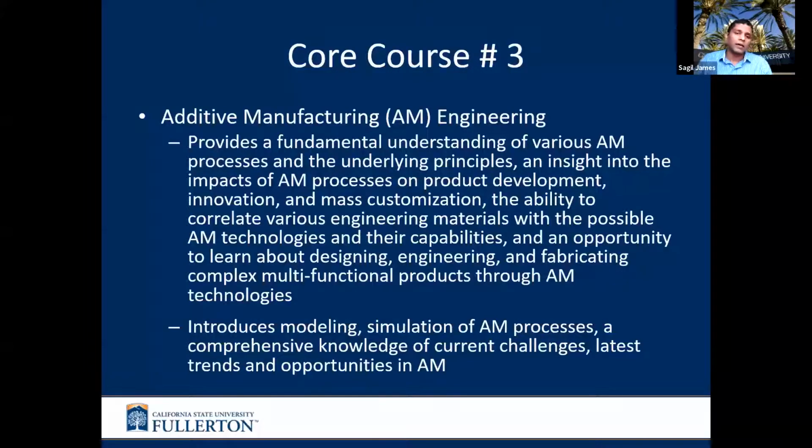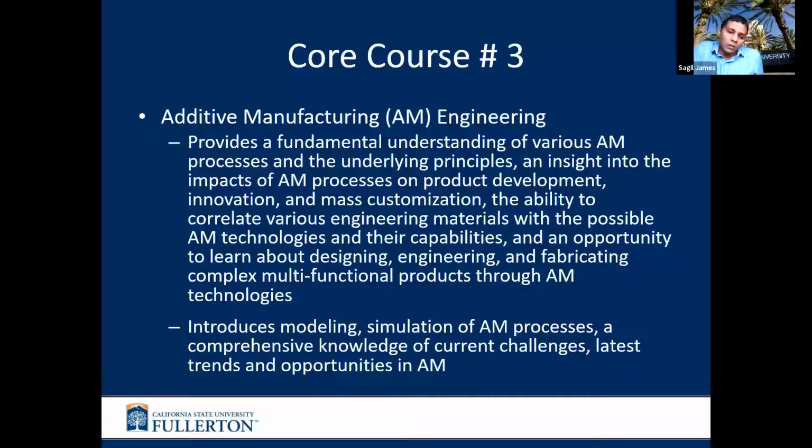Course number 3, we are focusing on additive manufacturing, commonly known as 3D printing. Instead of focusing on hands-on 3D printing, we will give more emphasis to the principles of 3D printing. We will focus on mass customization, product innovation, and the ability of the 3D printing technology to work with a wide range of materials, including advanced engineering materials. So not just the polymers, not just the metals, but a wide range of materials, including composites, alloys, and those emerging smart materials.